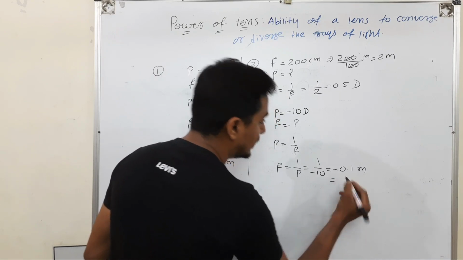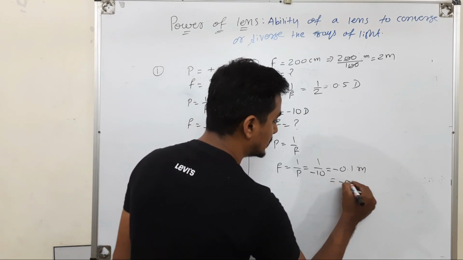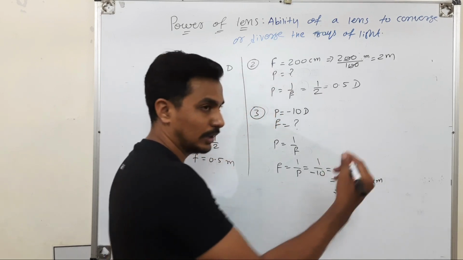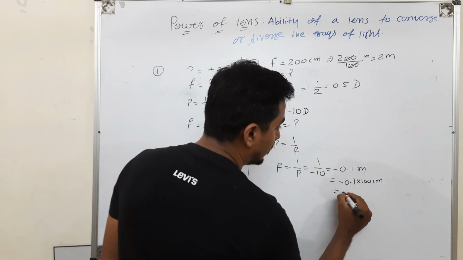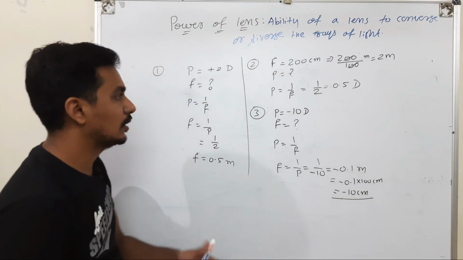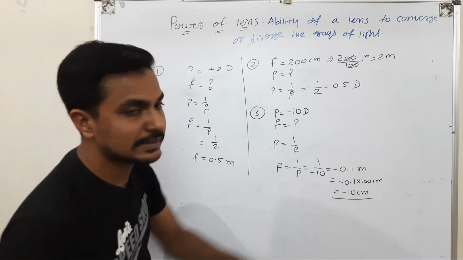If it is asked in centimeter, then just convert it, multiply it by 100. So it is minus 0.1 into 100 centimeter, because 1 meter is equal to 100 centimeter. So here it is minus 10 centimeter. So the focal length of this particular lens is minus 10 centimeter.